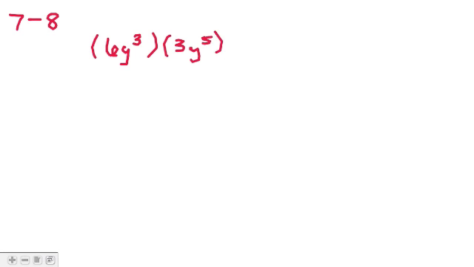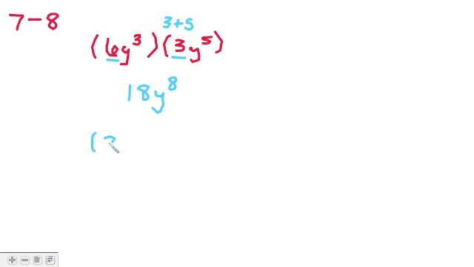Now, if you remember back when we covered exponents, when you're multiplying exponents, you actually add them if they have the same base. These ones do. They're both y. So that means I'm going to add the exponents. But first, let's go ahead and multiply the large numbers, the base numbers. So 6 times 3 gives me 18y. And now let's add that. So we get 3 plus 5, which is going to give me 8. And that's your final answer.